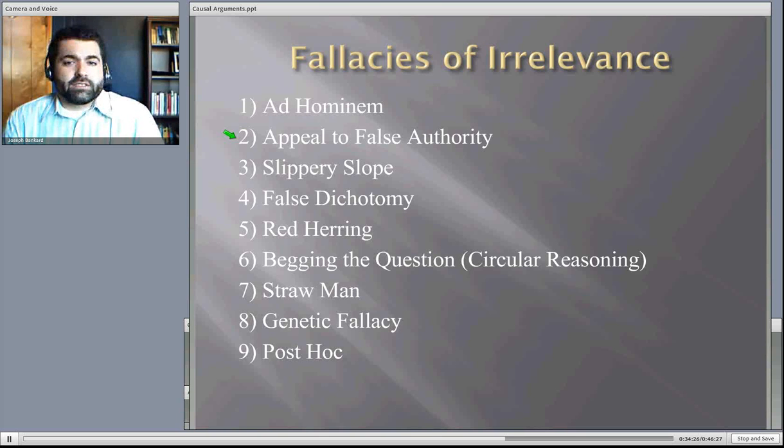But we often see appeals to false authority, right? So this is when Tom Cruise gets on the TV and tells me who to vote for, or Michael Jordan tries to sell me underwear. These people are not authorities or experts in the area in question. They have no training in the area in question, and so their voice should not command authority. So when you appeal to them, you're appealing to a false authority.